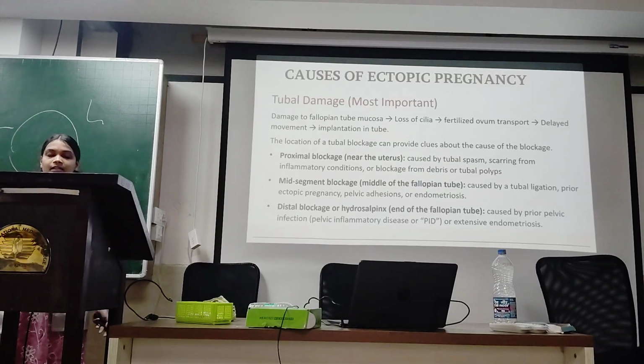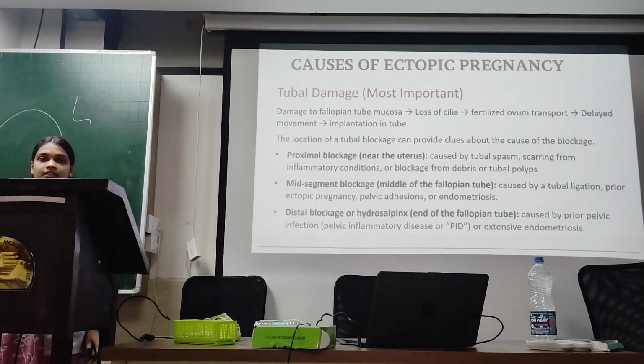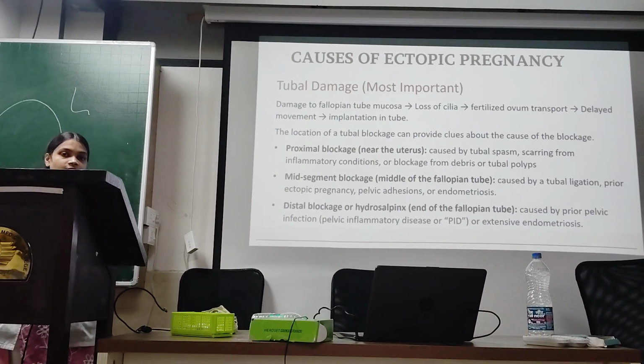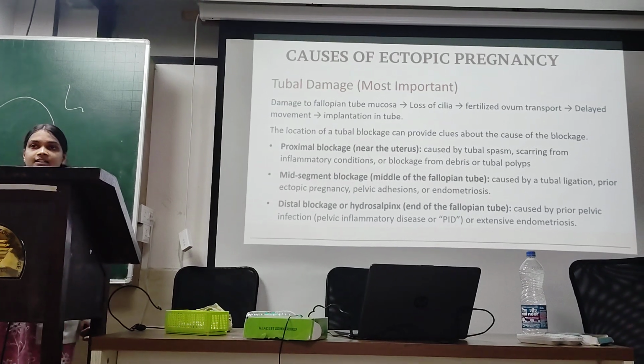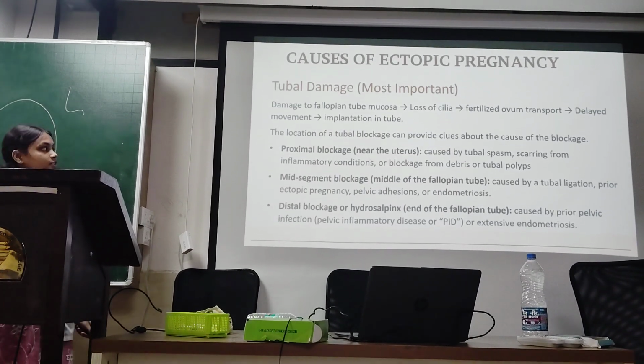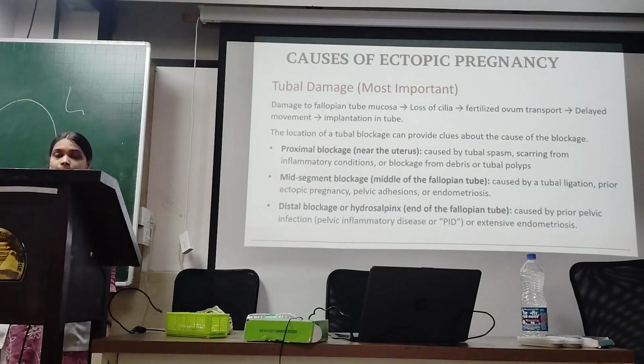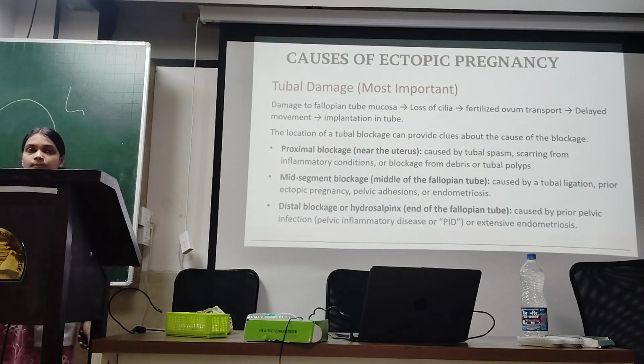Normally the fertilized ovum gets transported to the uterus, but when there is damage to the tubal mucosa, there is a loss of cilia, which leads to impaired transport of the fertilized ovum. As a result, the fertilized ovum may implant in the fallopian tube, which leads to ectopic pregnancy.